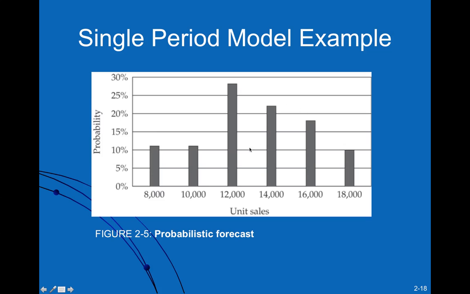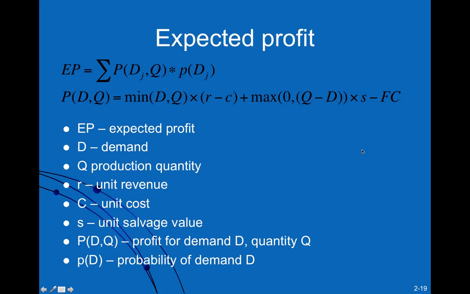If you look at this, here's an example used in the text, where we have these likely demands and there's a probability associated with these demands. And to calculate an expected profit, what you need to know is the probability of each of those demands and the profit that we would gain for a particular combination of demand and order quantity Q.